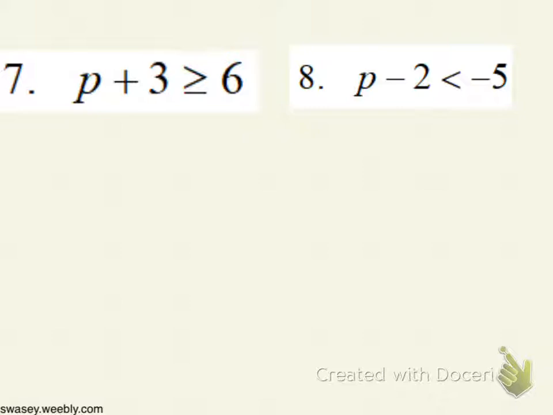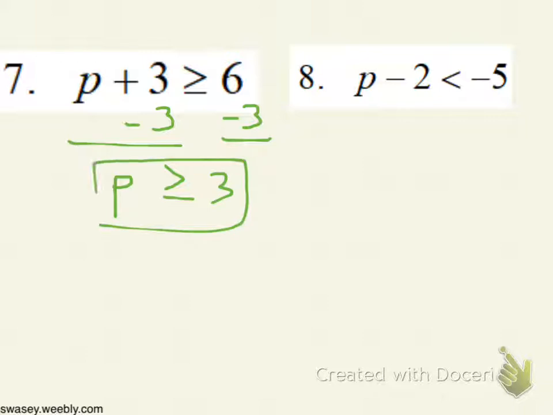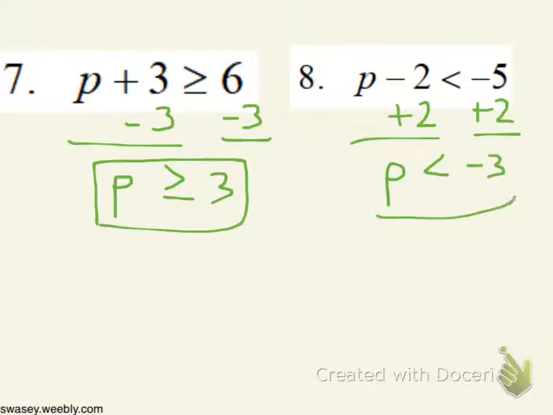Number 7, to get rid of plus 3, subtract 3. Anything we do to one side, do to the other. And so we have p is greater than or equal to 3. Number 8, to get rid of minus 2, add 2. And so we have p is less than negative 3. Negative 5 plus positive 2 is negative 3.